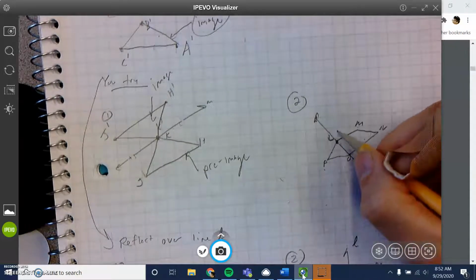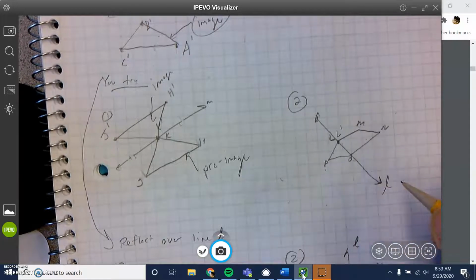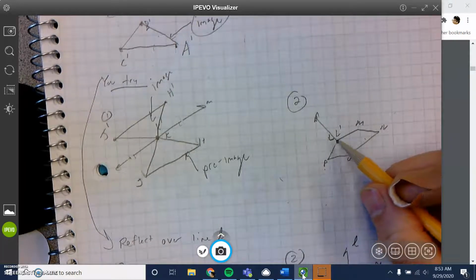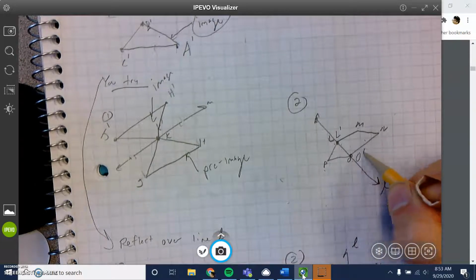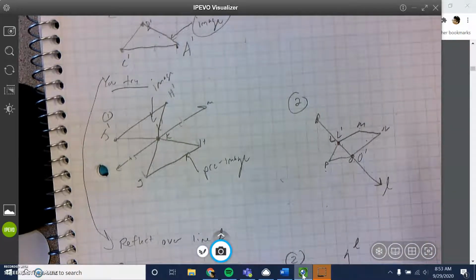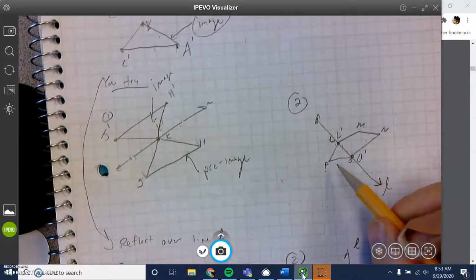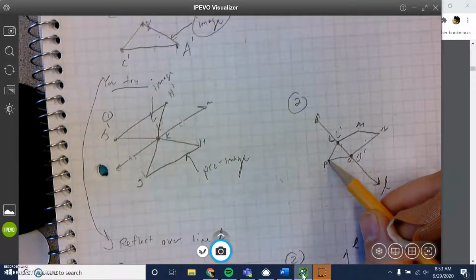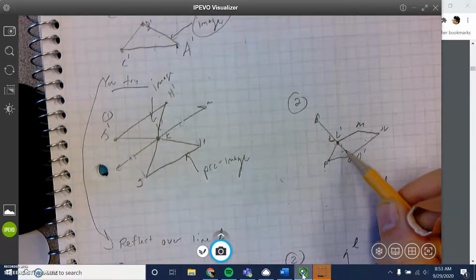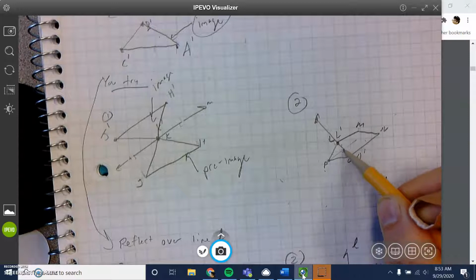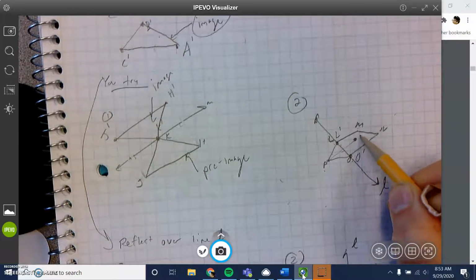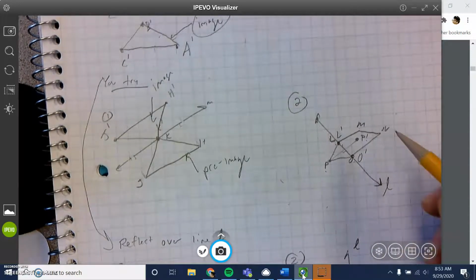So it's the same distance. So L prime is the same point. L and L prime are the same point because it's the same distance away. O and O prime are also the same point because it's the same distance away. Now let's do P. So draw your imaginary perpendicular line and same distance. So this distance and this distance should be congruent. Let's call this P prime right there.